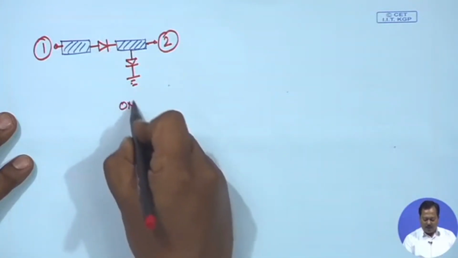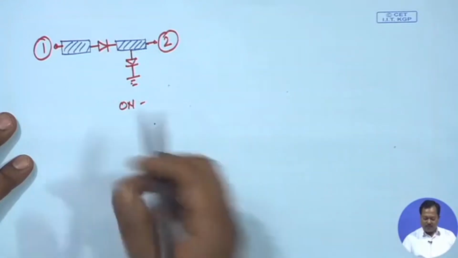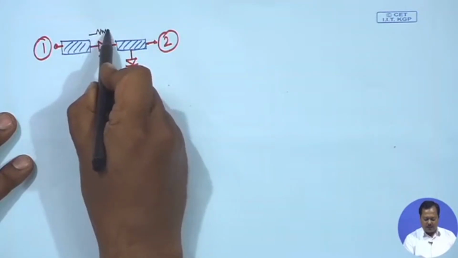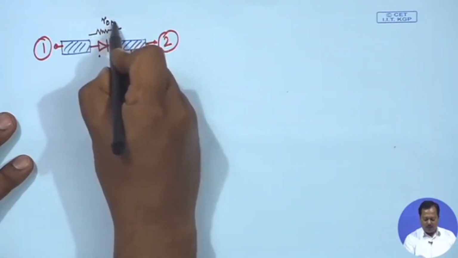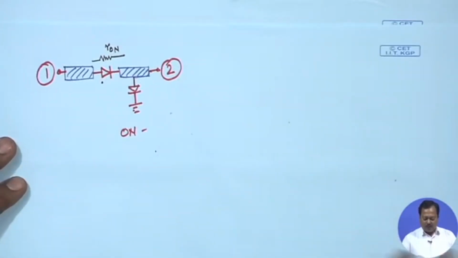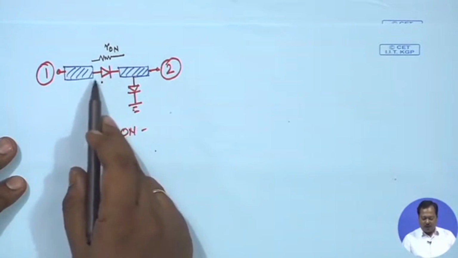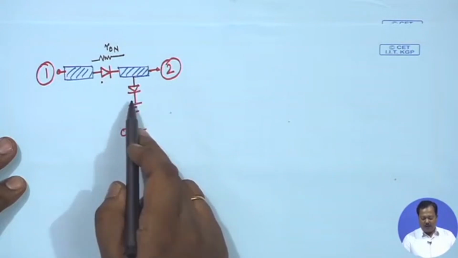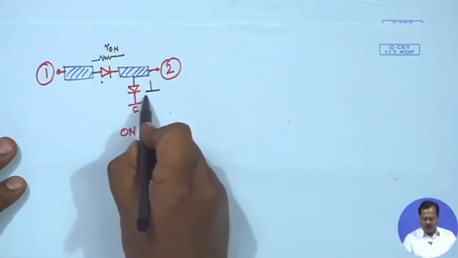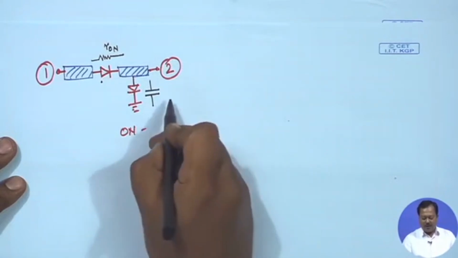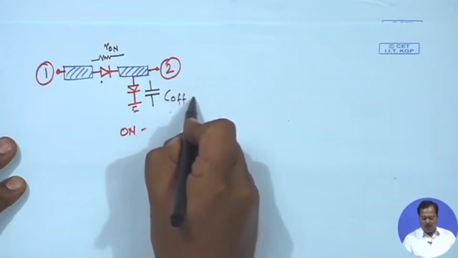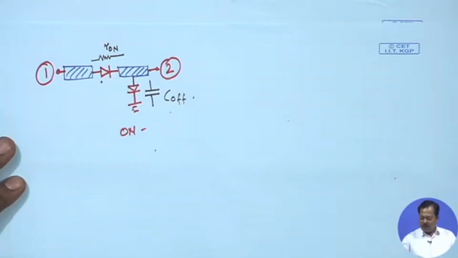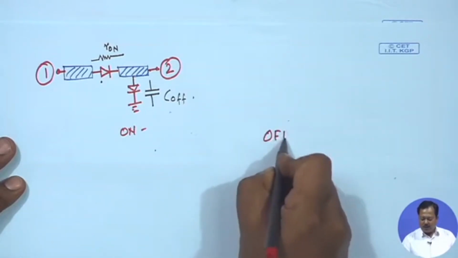I want to connect left hand side to right hand side when the switch is on. So, in on condition, this diode should be replaced by a resistor R on, a small resistance value. So, this diode should be in forward biased condition, and the other diode should provide good isolation. We should represent it by capacitor C off, so the second diode should be in reverse bias condition.